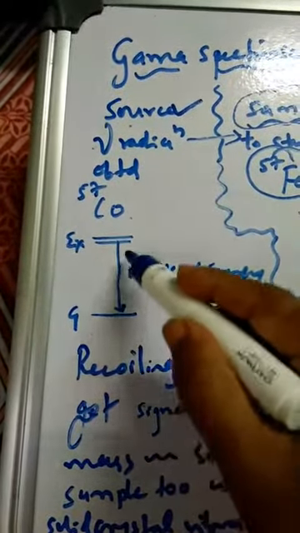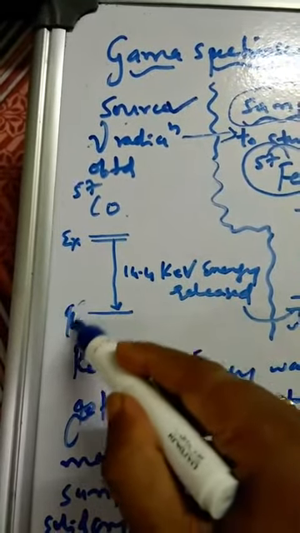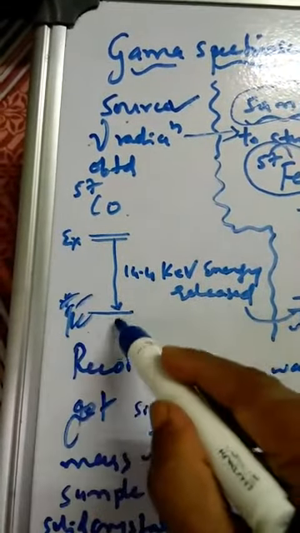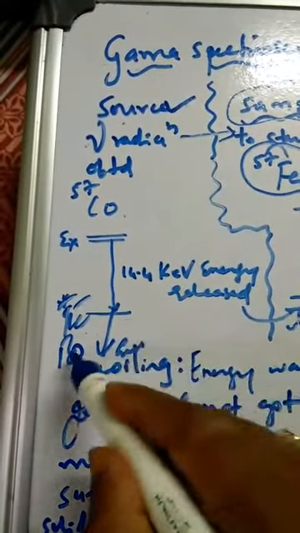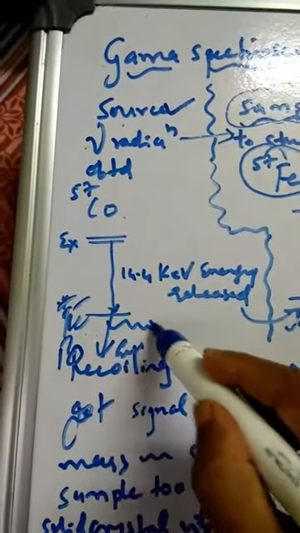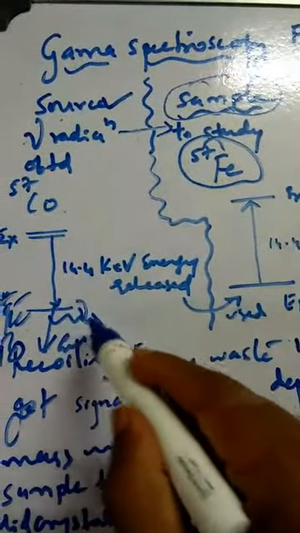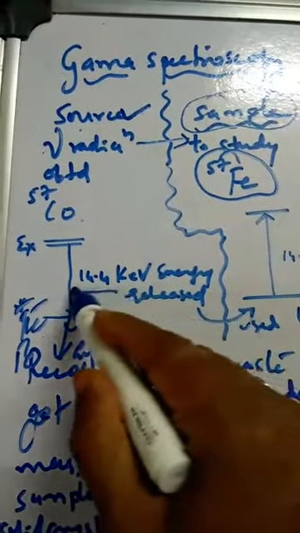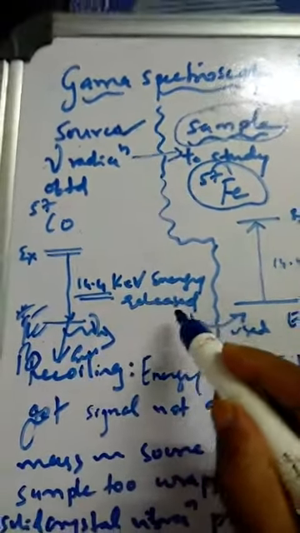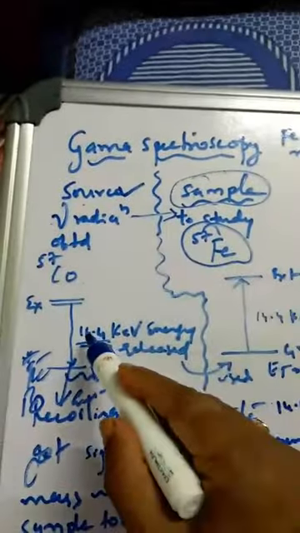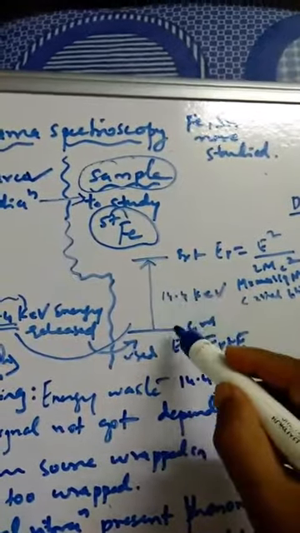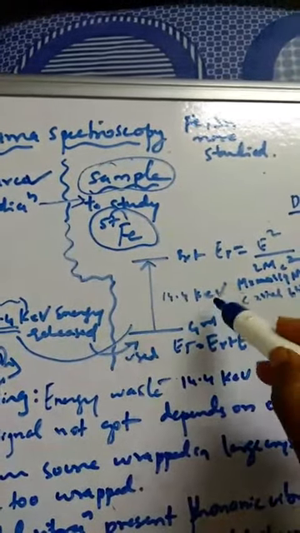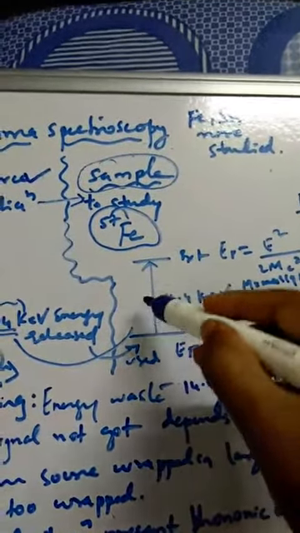It emits iron 57 by electron capture, and this again undergoes further decay to form ground state iron 57. During this, gamma radiation is liberated with an energy of 14.4 kilo electron volt, and this energy released in the form of gamma rays is utilized for iron 57. So 14.4 kilo electron volt is utilized for the emission.